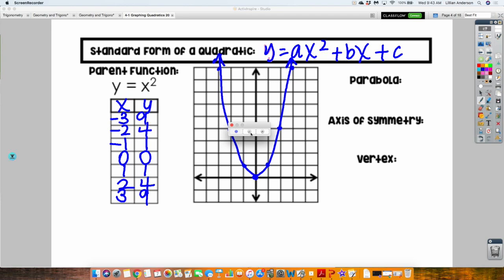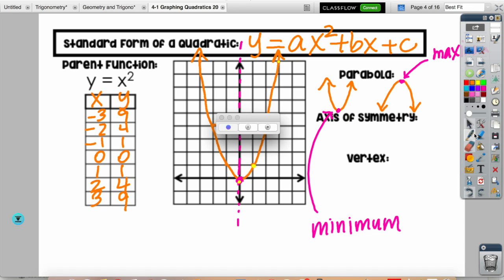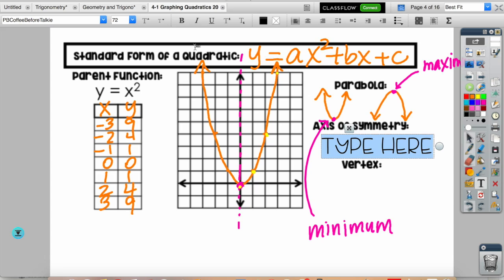So pick a value for x like 0 and plug it into the function. What's 0 squared? 0. So (0, 0) is a point on our parent function, okay? You can also plug in 1. What's 1 squared? 1. So that's another point, (1, 1). We all know how to plot points, yes? The shape of every quadratic is called a parabola, okay? That is that U shape. And like I said, it can also look like this.